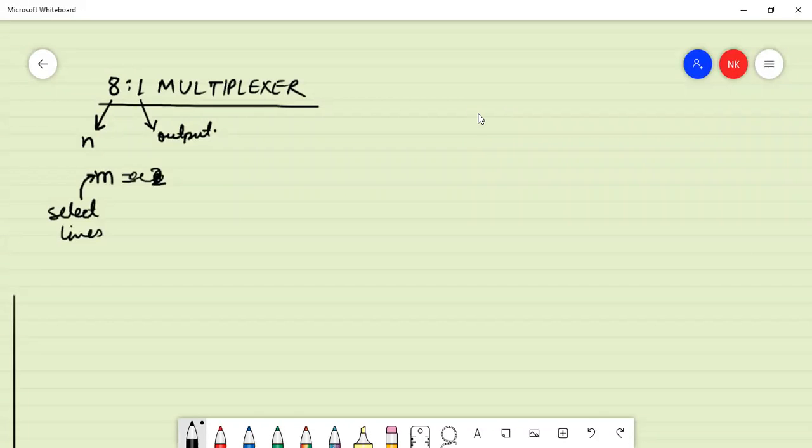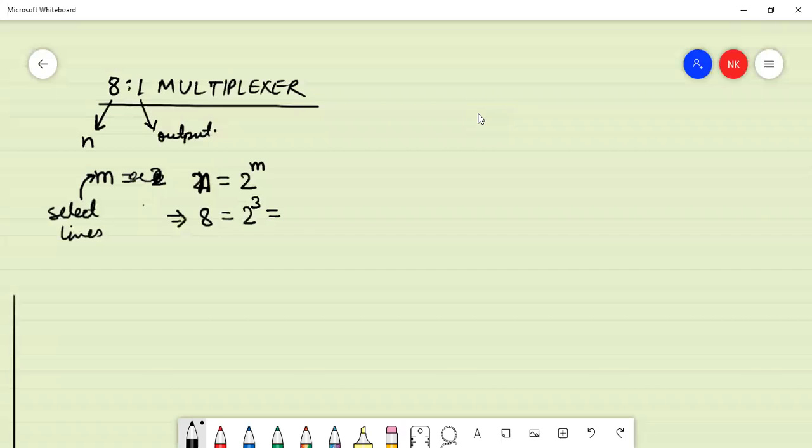It can be written as n is equal to 2 to the power m, where m is the number of select lines and n is the number of inputs. As here n is 8, we can write it as 2 to the power 3, and this is equal to 2 to the power m. So by comparison we can conclude that m is equal to 3, that is the select lines.